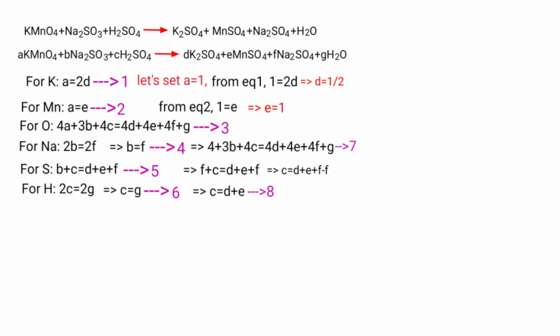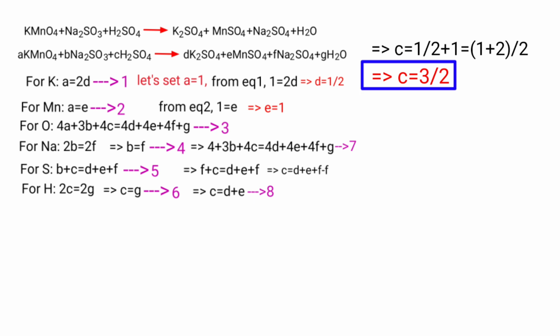So C is equal to D plus E. Now you can apply the E and D values in equation 8. Then C is equal to 1 by 2 plus 1. That is equal to 1 plus 2 by 2. So C is equal to 3 by 2. Now you can apply the C value in equation 6. So G is equal to 3 by 2.